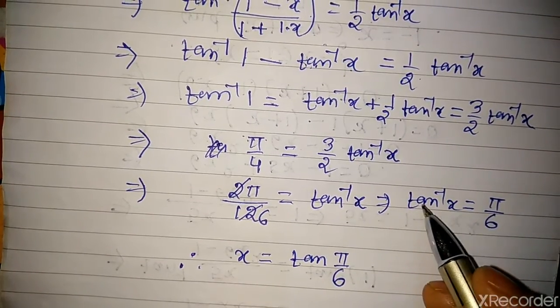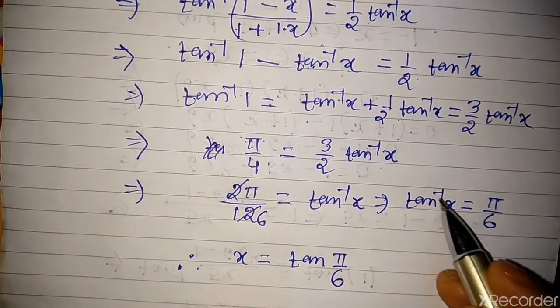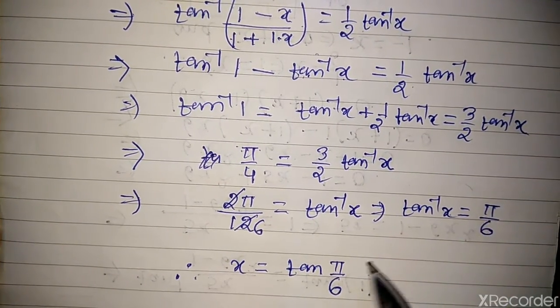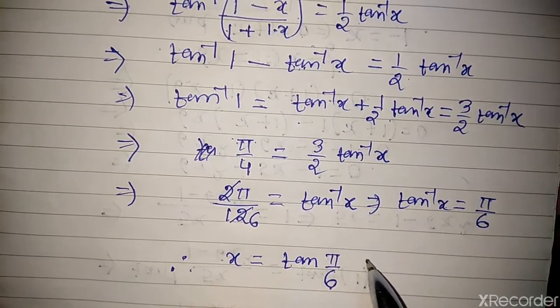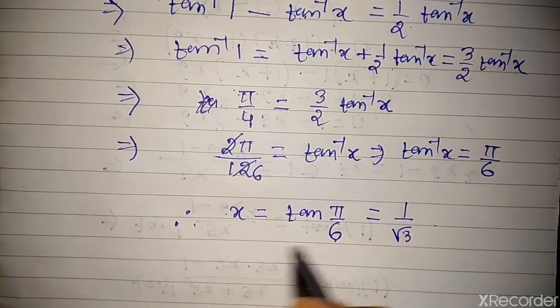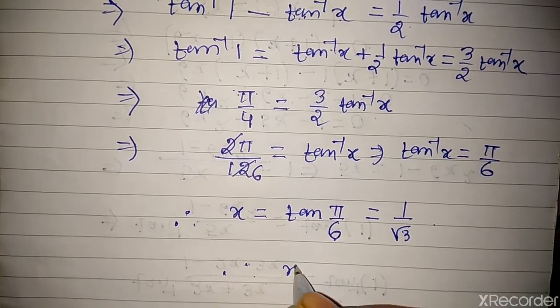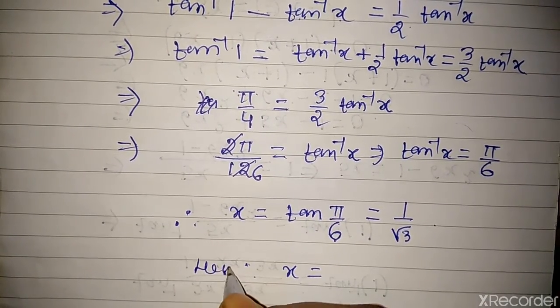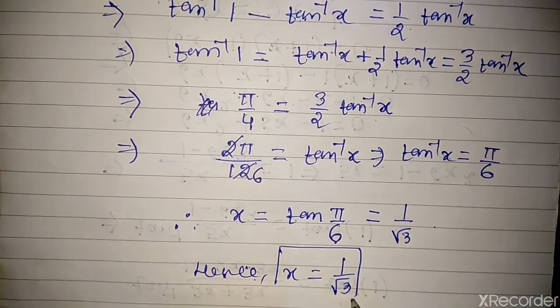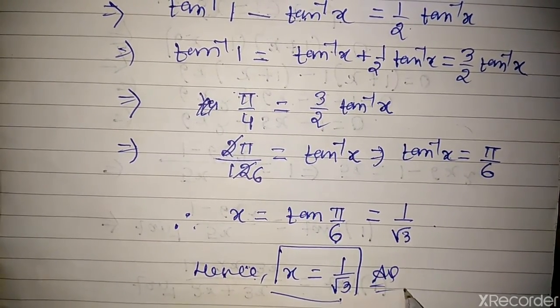Here we have tan inverse x. So while changing the function, we are left with the x. So the right hand side will become tan of pi by 6. And tan pi by 6 is 1 by root 3. Therefore, x is 1 by root 3. Here is the answer. Thank you.